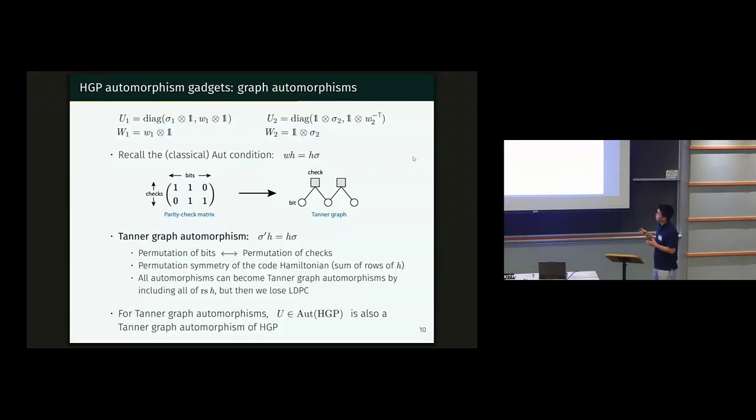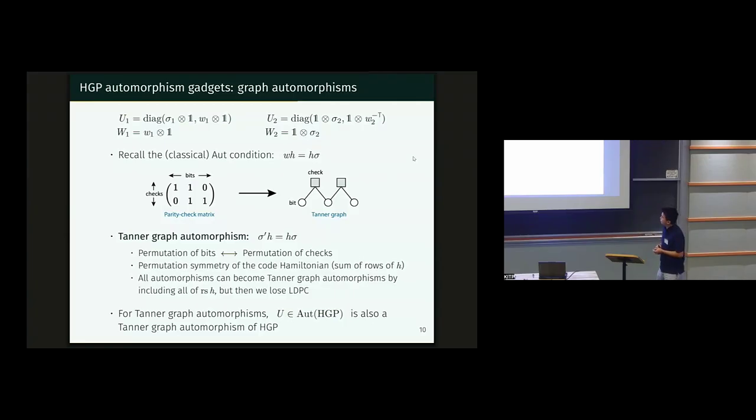Let me briefly also comment on when these gadgets are actually true automorphisms. Here I've listed the gadgets up here. A true automorphism would be if this W is also a permutation matrix. If you think closely about what that means, a permutation on the right side of my parity check matrix becomes a permutation on the left side of the parity check matrix. And so we call these Tanner graph automorphisms, because the parity check matrix can be described in terms of this factor graph called the Tanner graph. Essentially it's saying that permuting the bits is equivalent to permuting the check nodes. So this is a sort of graph automorphism.